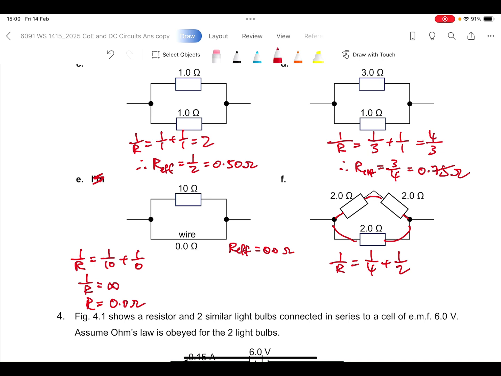So the total resistance for the upper branch is 4 ohms, right? Then you get 3/4, right? 1 over R is 3/4, therefore R is equal to 4 over 3, which is 1.33333. To 2 SF, it will be 1.3 ohms.